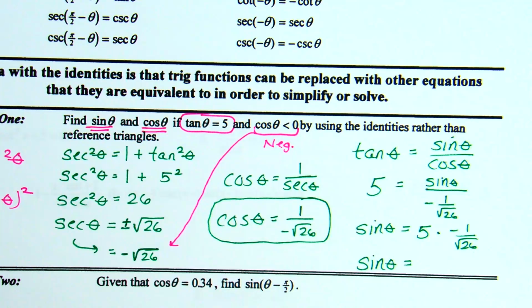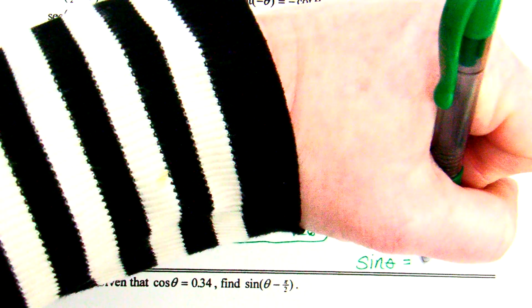What'd you guys write? Or nothing because you're waiting on me to write something. What is 5 as a fraction? 5 over 1 times 1 over square root of 26. Tack on a negative, so negative of 5 over square root of 26.